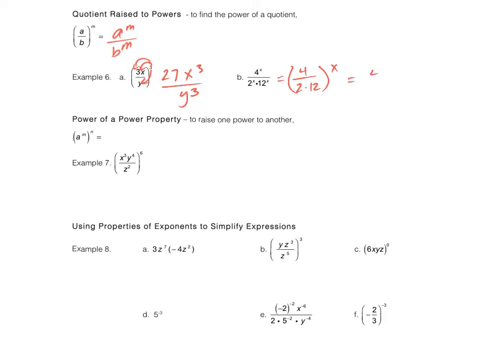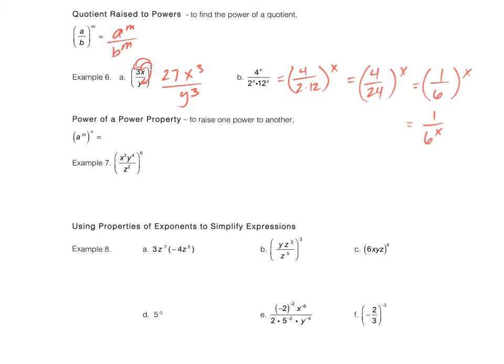So we're going to do that. 4 over 24, still raised to the x, equals 1 over 6 raised to the x. 1 times itself any number of times is still 1, so that's going to equal 1 over 6 to the x.